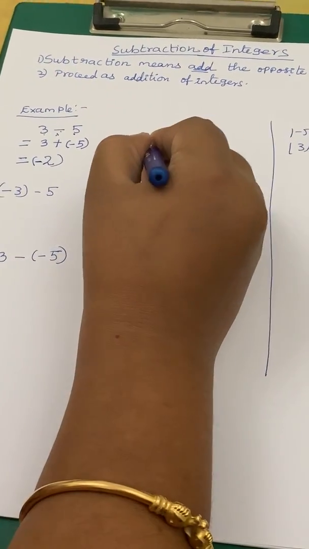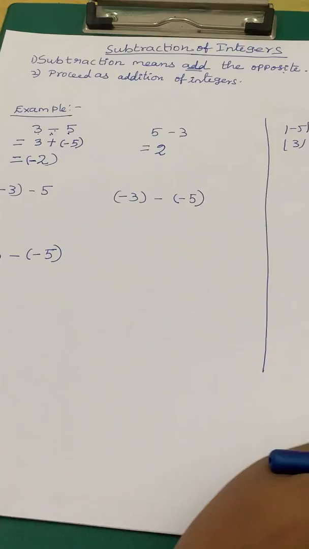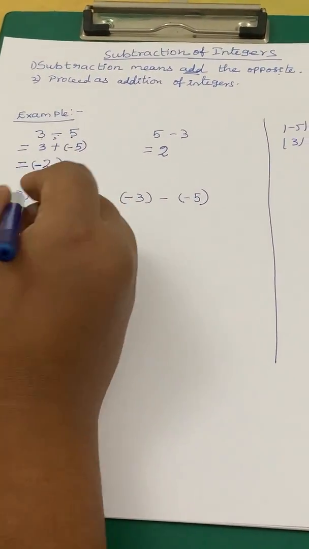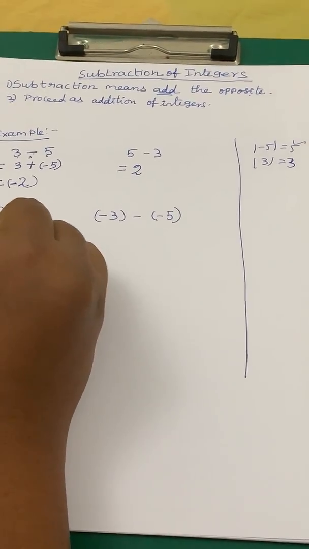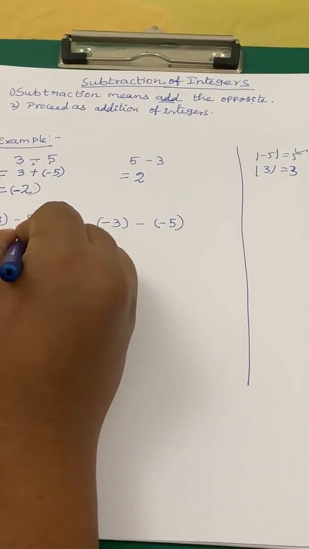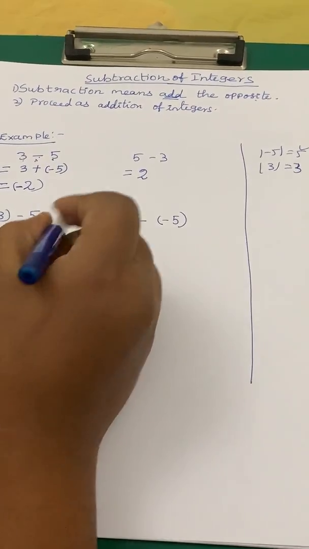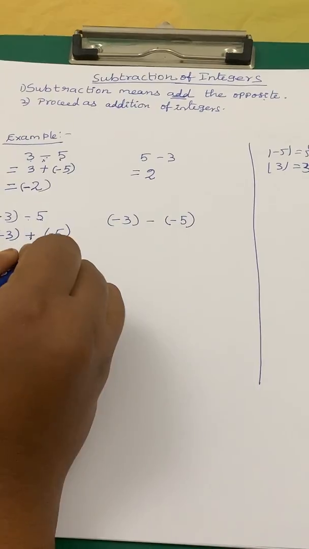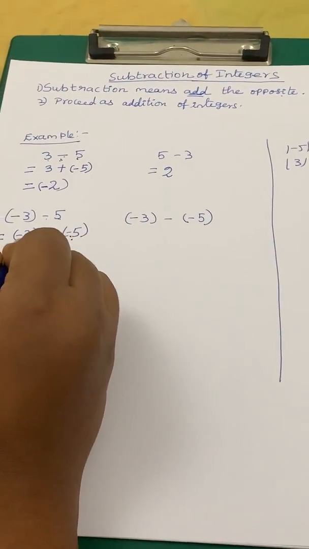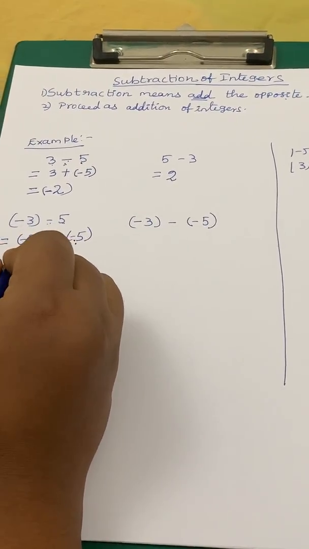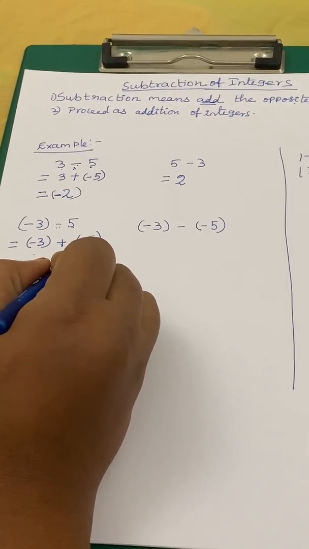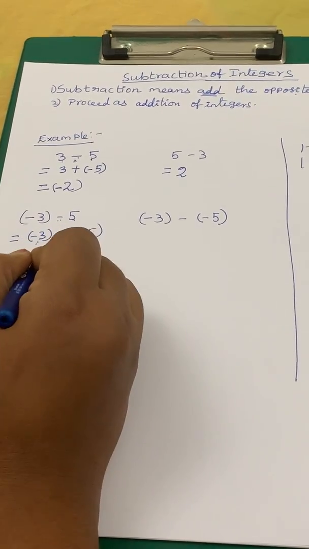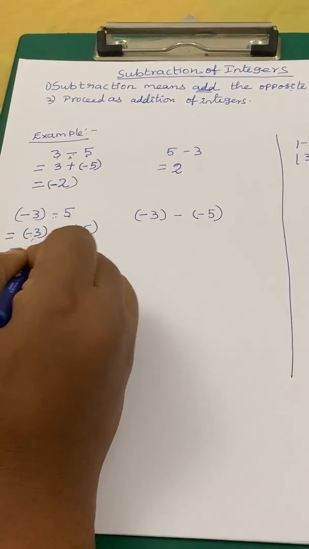In this case, 5 minus 3 is very simple. We can write it as 2 directly. Now let us consider negative 3 minus 5. Let us rewrite the problem as addition. Negative 3 plus negative 5, which means add the opposite. Add the opposite of 5, which is minus 5. Hence, here we have rewritten the subtraction problem as addition. Now we have to proceed as addition, which means we have same sign addends, hence we will add them and write the common sign.